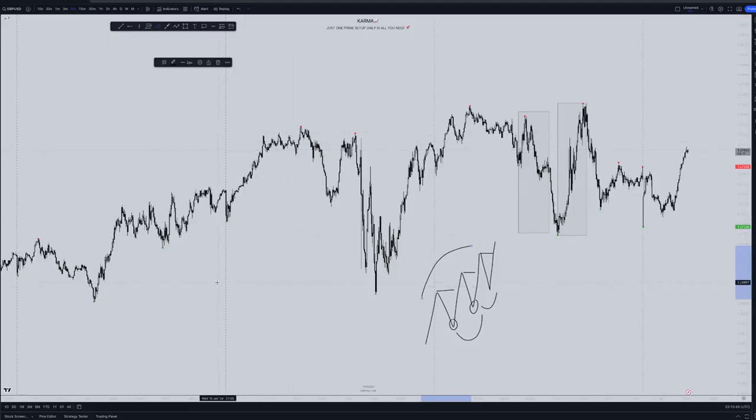So now let's get to it. Using this basic principle, there's something we call complex pullbacks. There's something we call internal structures, right? And what is internal structure? Internal structure is when the market is moving in an uptrend, and let's say this is an uptrend.